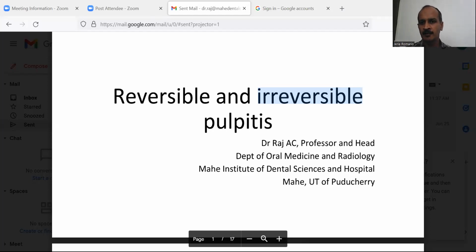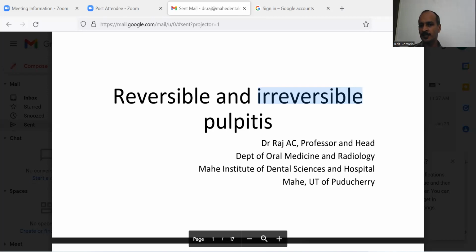Here we will see what the differences are between reversible and irreversible pulpitis, and what the importance of differentiating these two is. First, we will start with dental caries and the sequelae of dental caries. What happens if dental caries is not treated? Caries starts from the enamel, then goes to the dentine, and only then does it reach the pulp.